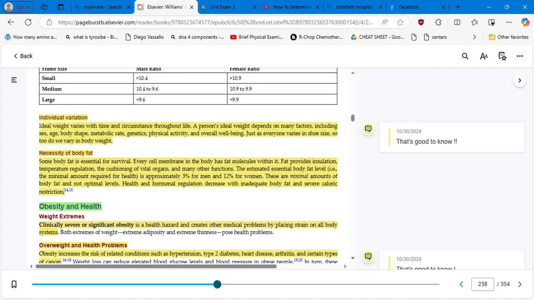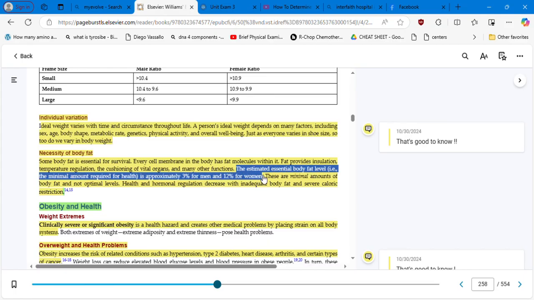Necessity of body fat. Some body fat is essential for survival, right? Every cell membrane in the body has fat molecules within it. Fat provides insulation, temperature regulation, cushioning of vital organs, and many other functions. The estimated essential body fat level, the minimum amount required for health, is approximately 3% for men and 12% for women.